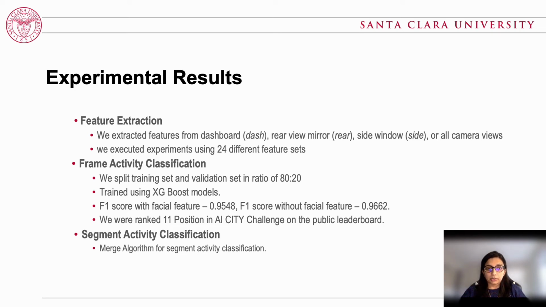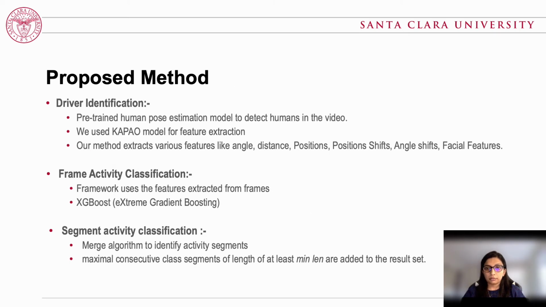We also used a merge algorithm for segment activity classification. Our framework relies on a pre-trained human pose estimation model to detect humans in the video and their associated poses. While any such model may be used, we have used the Kappa model, which takes an image extracted from the video. The model identifies the key points of the pose of any human in the image.